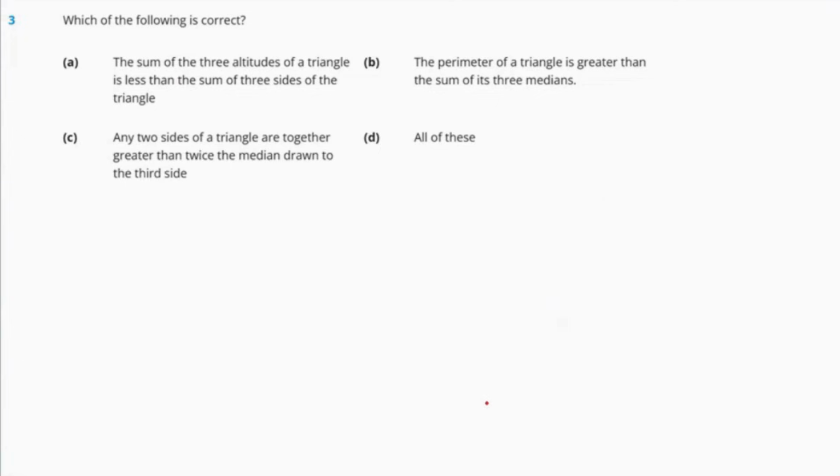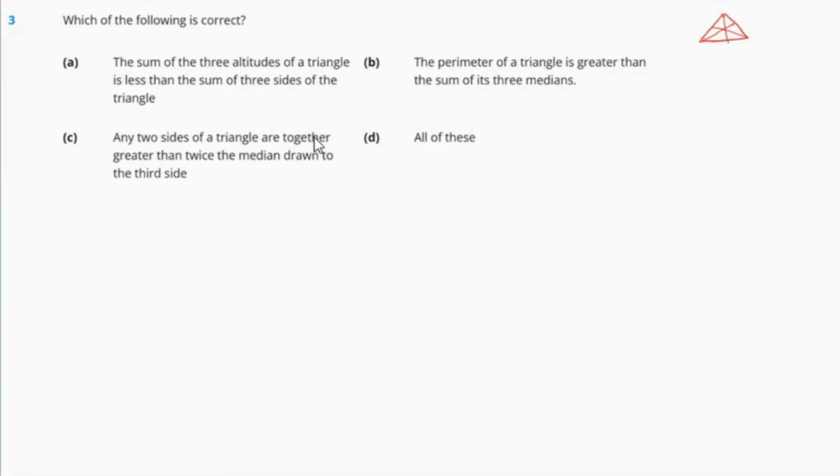The sum of the three altitudes of a triangle is less than the sum of the three sides of the triangle. Okay, according to the question, the sum of the three altitudes of a triangle, we are going to draw on it like this. So that should be less than the sum of all sides of the triangle. So that is true.